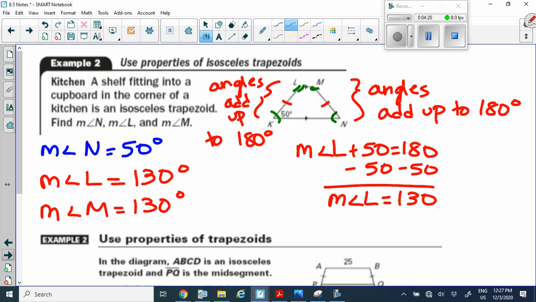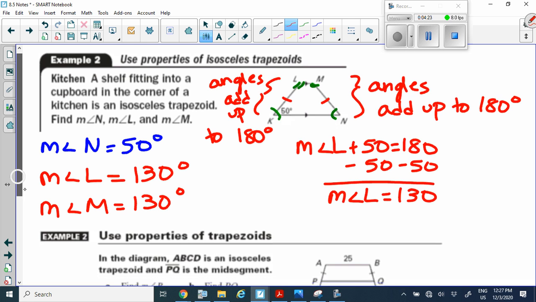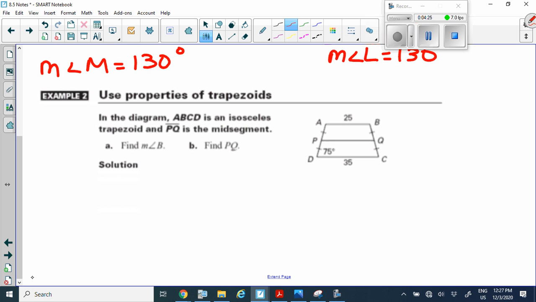Okay, so now let's go ahead. We're now going to be talking about the mid-segments of trapezoids. Now that is actually one of the properties that we go over for trapezoids. So in the diagram, ABCD is an isosceles trapezoid. So that means the legs are congruent, the base angles are congruent, and PQ is the mid-segment.